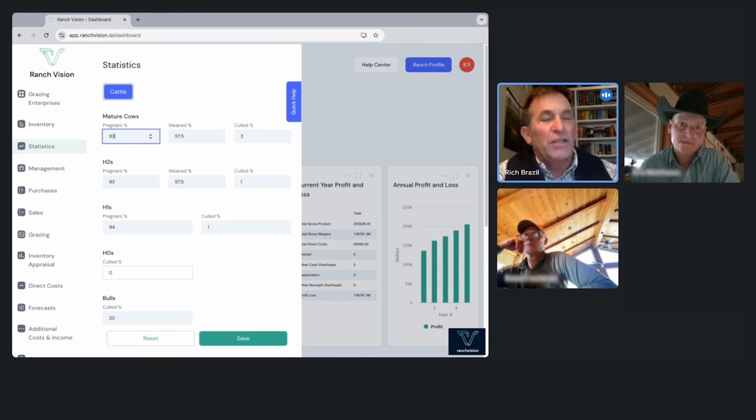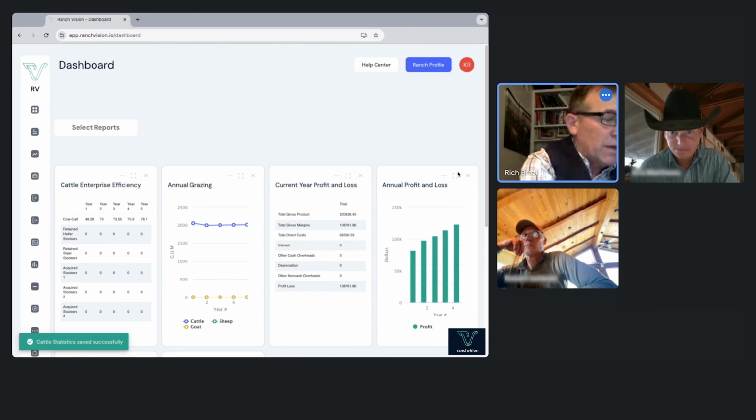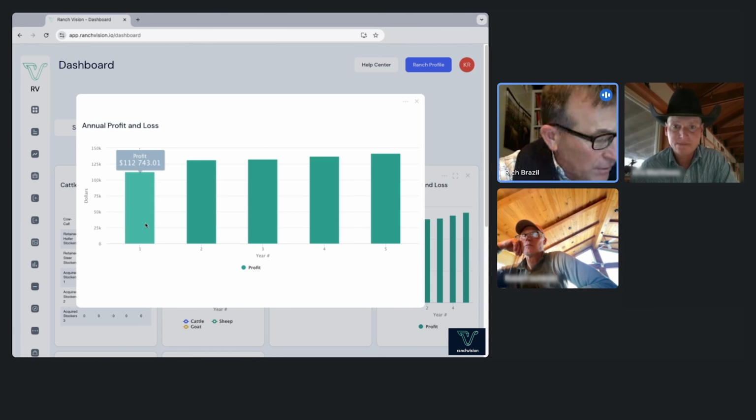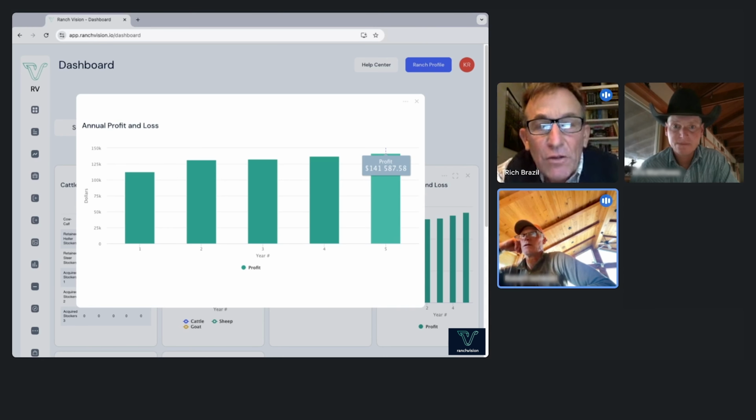If we were to change these numbers, say the cows got thin, just in your mature cow pregnancy percentage, and that dropped, say, 10% or something, which definitely can happen in a rough winter, 83%, and then look at the difference in profit and loss as compared to where we just were. That's a $24,000 drop in year 1. Look at year 5, like a $60,000 drop.